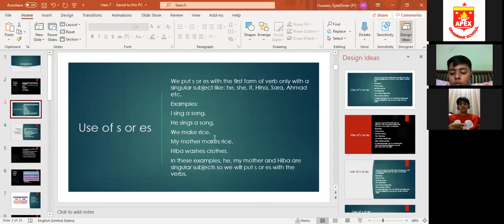We make rice. My mother makes rice. Mother is singular, so we have put S with makes. Hiba washes clothes. Hiba is singular, so we have put ES. In these examples, he, my mother, and Hiba are singular subjects, so we will put S or ES with the verbs. Remember one thing: you are never going to put S or ES with I and with you.